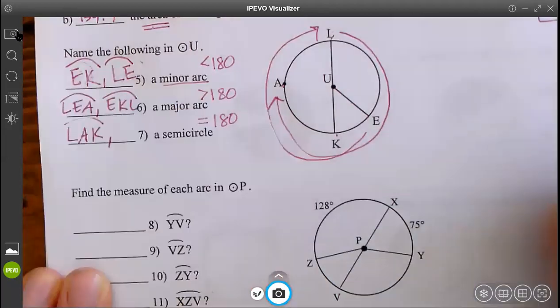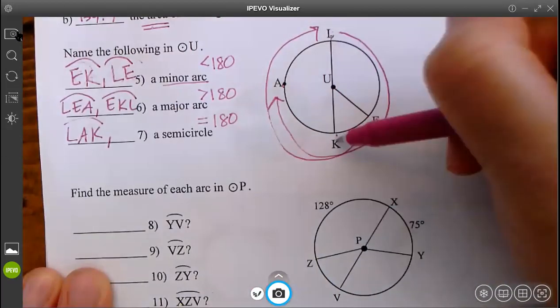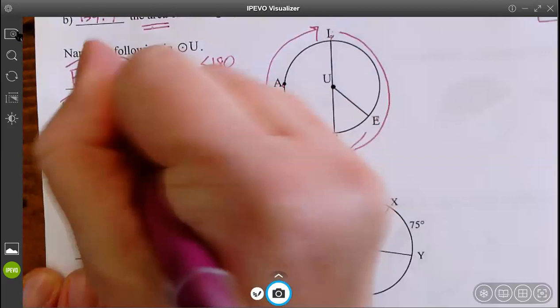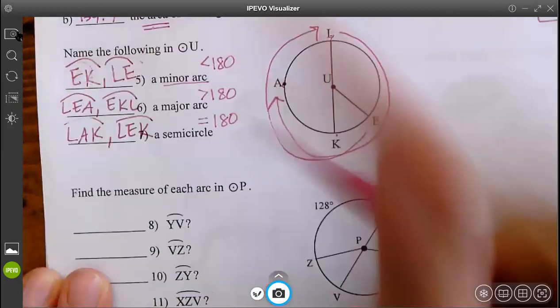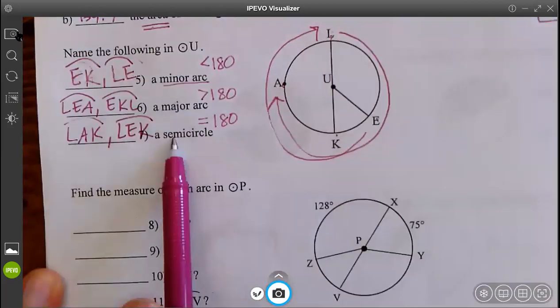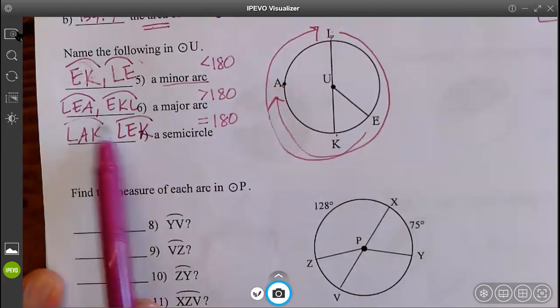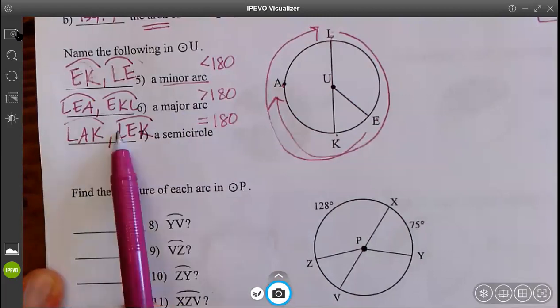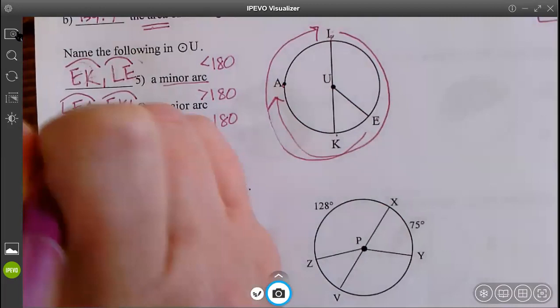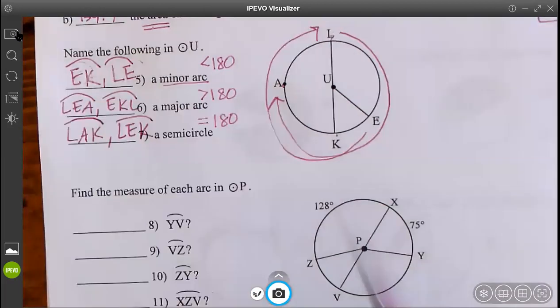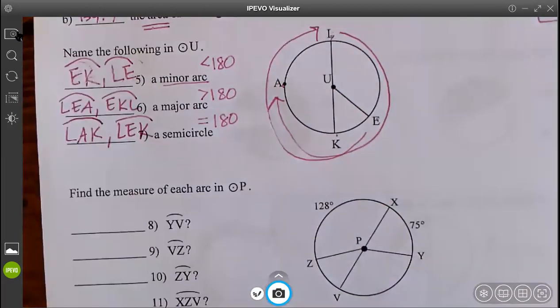And then L-E-K. A hint is the arcs and the semicircles have to have 3 letters. So when you're taking your test, you're going to have multiple choice and you're going to be able to just pick which ones are semicircles. So I'll pick the ones that only have 2 letters for the minor arcs.